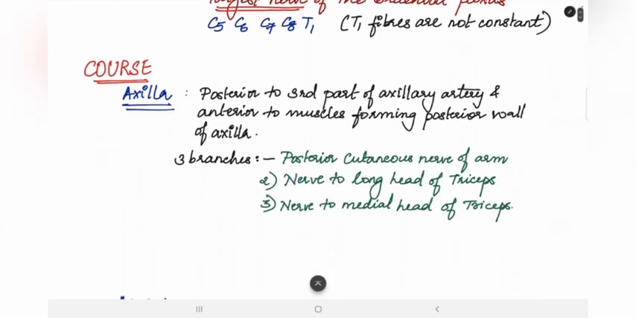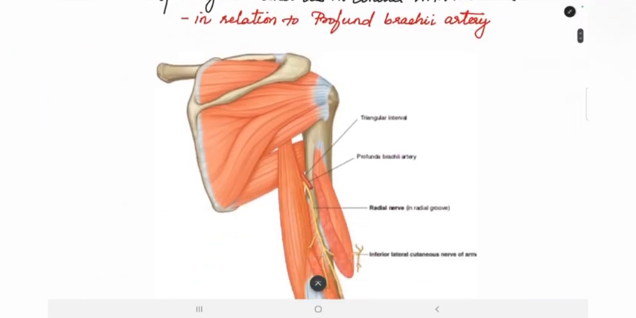And in the axilla, it gives off three branches: the posterior cutaneous nerve of the arm, then two branches to triceps, the nerve to the long head of triceps and the nerve to the medial head of triceps. So a total of three branches are given off in the axilla. Then from the axilla, it enters into the arm at the lower border of the teres major.